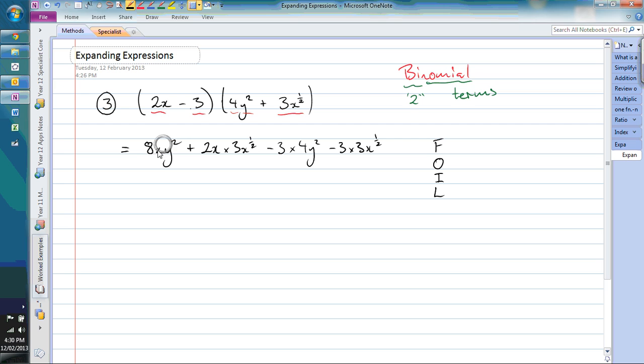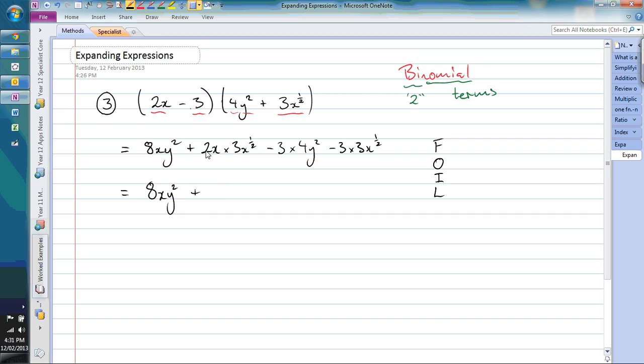Now I did the first one very quickly. I went straight to 8xy squared. If you're not confident about that, you could write them out in full like I have for these ones, and then simplify it on the next step. But if you can go straight to that as well with all of these, that's fine as well.